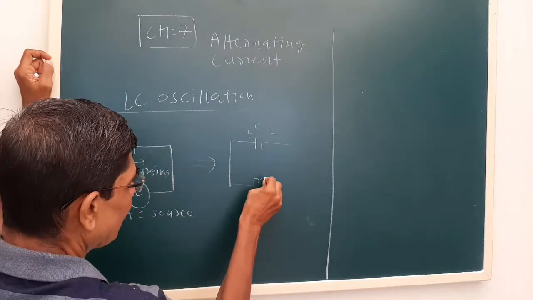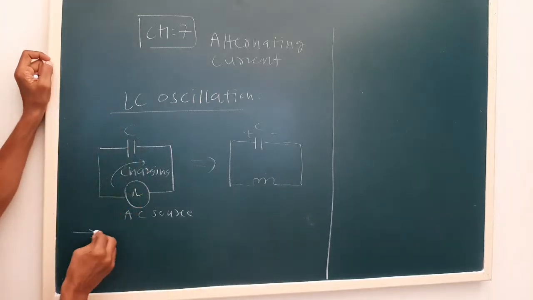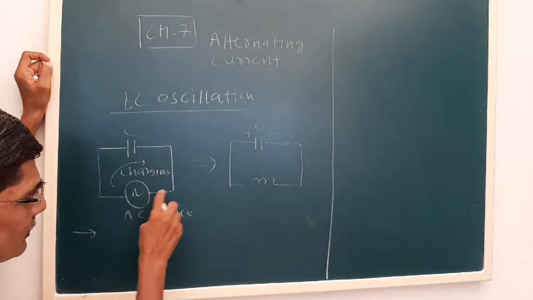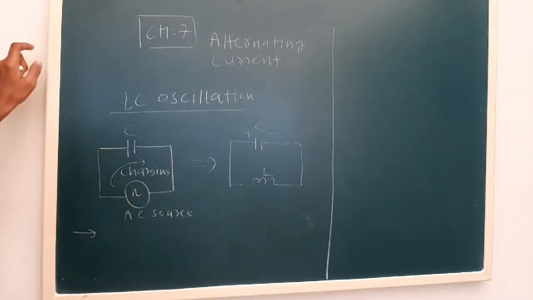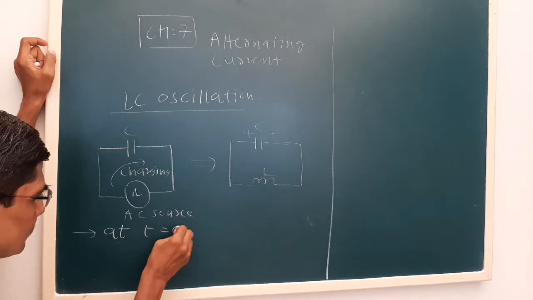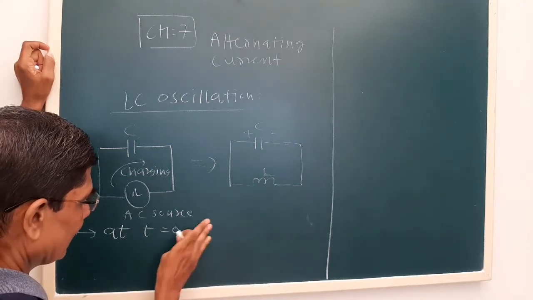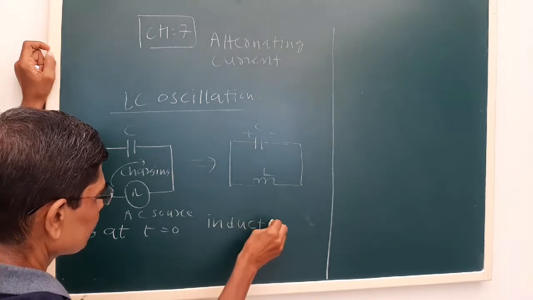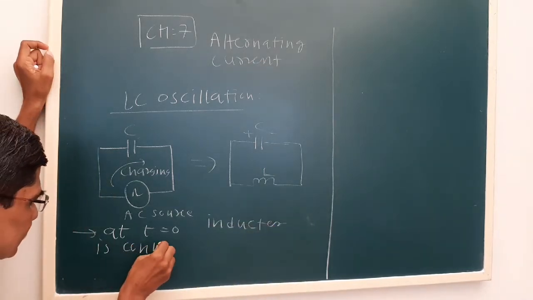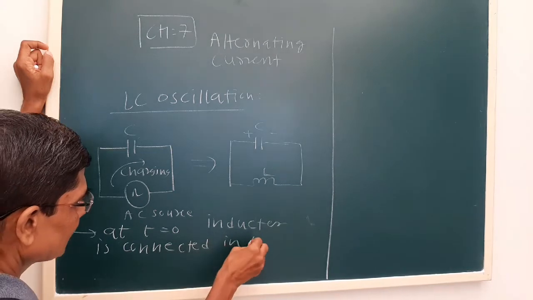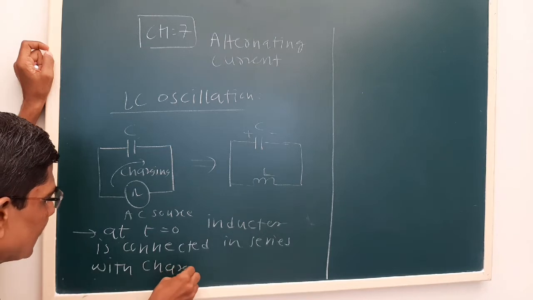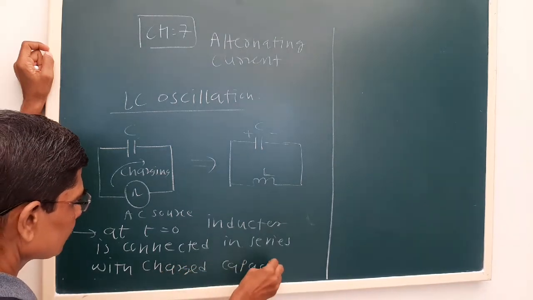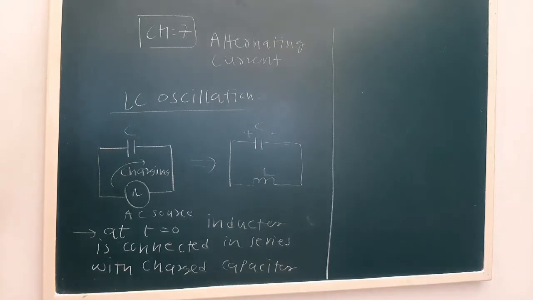Now, at t is equal to 0, the battery is removed and an inductor is connected with the capacitor. So we can write, at t is equal to 0, an inductor is connected in series with the charged capacitor. In the textbook only this diagram is given, but actually it happens like this.